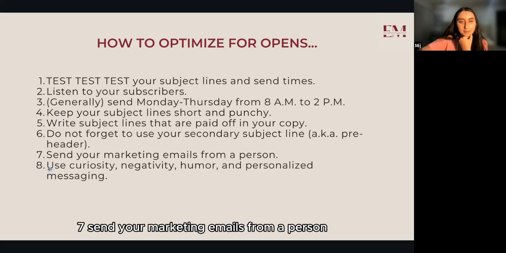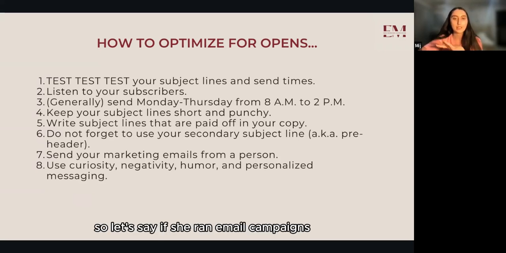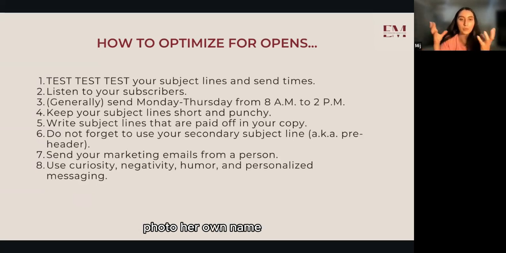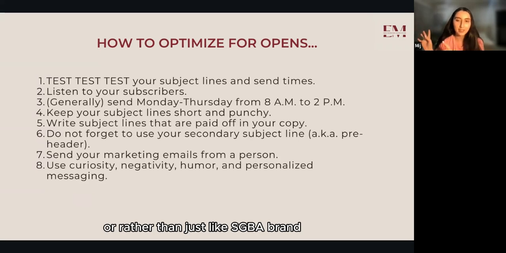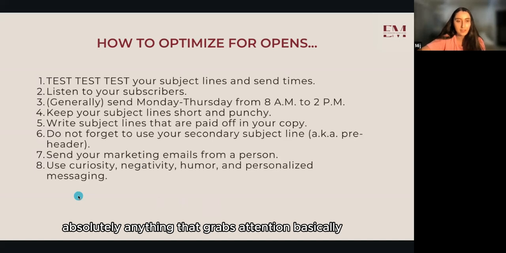Seven, send your marketing emails from a person. If the organization has a main person, for SGBVA, say, Tanya, who is always the spokesperson, then if she ran email campaigns, it would be ideal for her to use her own photo and her own name. This would be more professional and more trustworthy than just the SGBVA brand. And use curiosity, negativity, humor, or personalized messaging. Absolutely, anything that grabs attention.